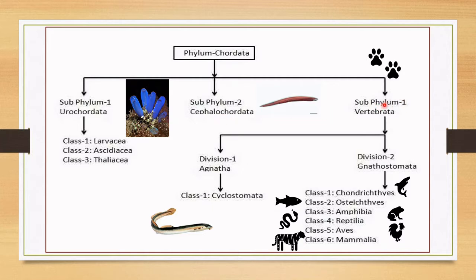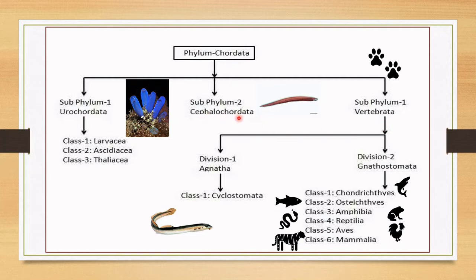The third one is what? Subphylum Vertebrata, where the notochord is replaced by the vertebral column. Now coming to the Urochordata. There are three classes under Urochordata: Larvacea, Ascidiacea, and Thaliacea. This is one example for Urochordata, which is called Ascidia. Now Cephalochordata, one example is the lancelet or Amphioxus.